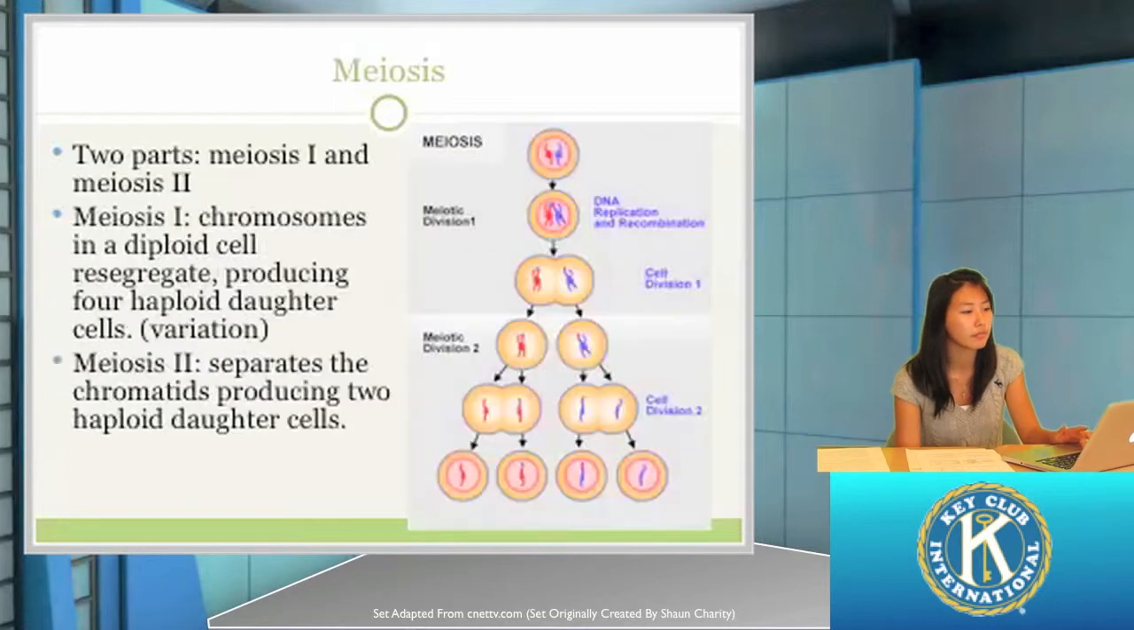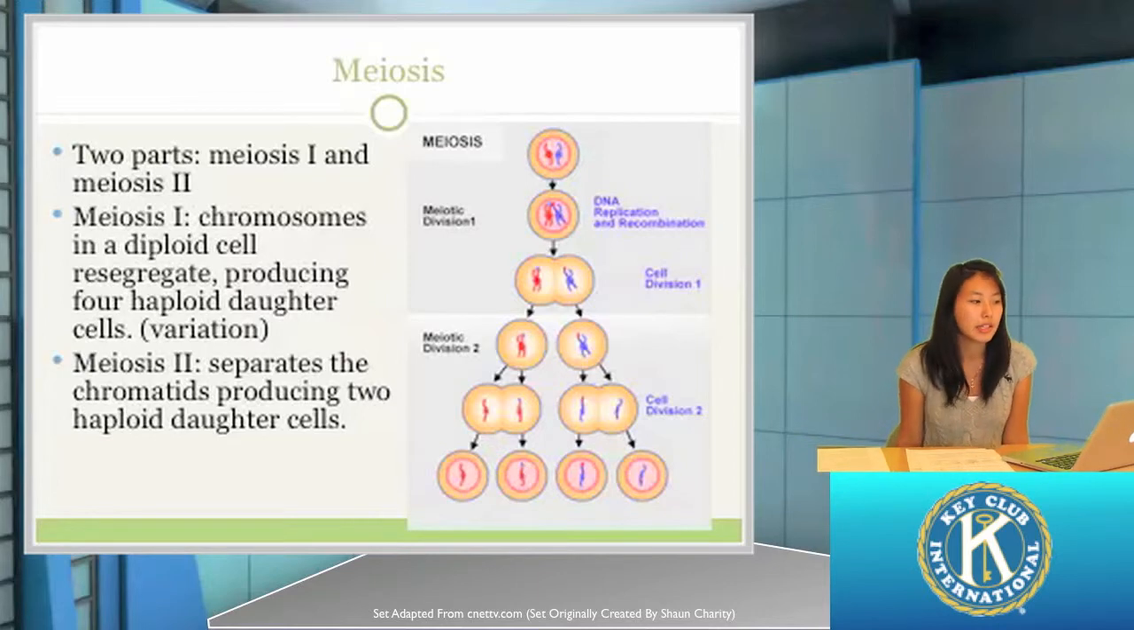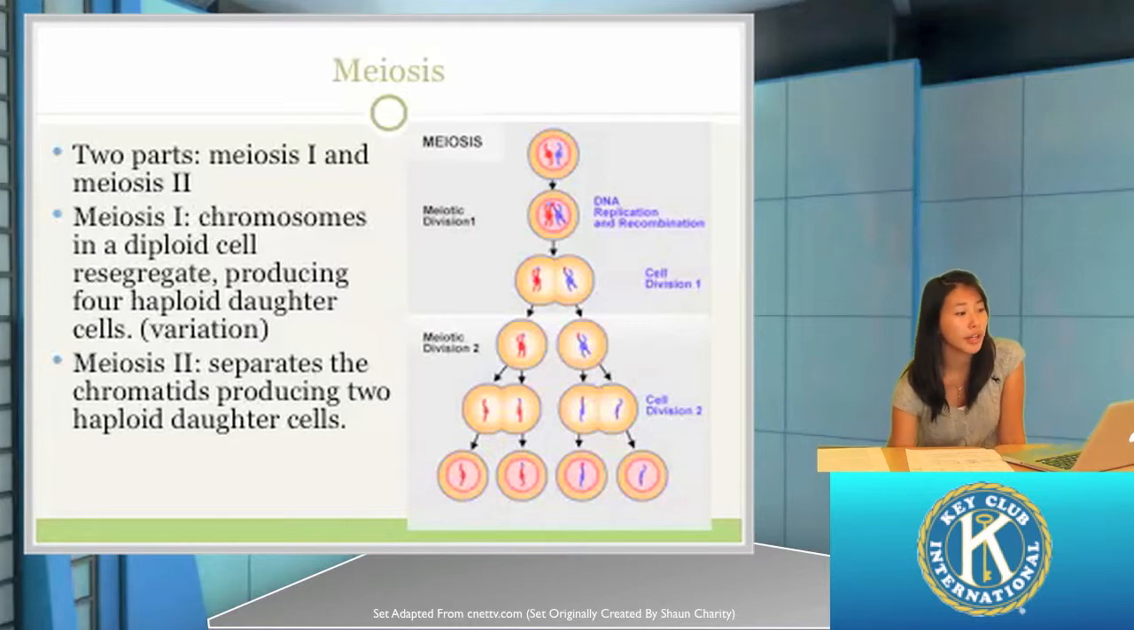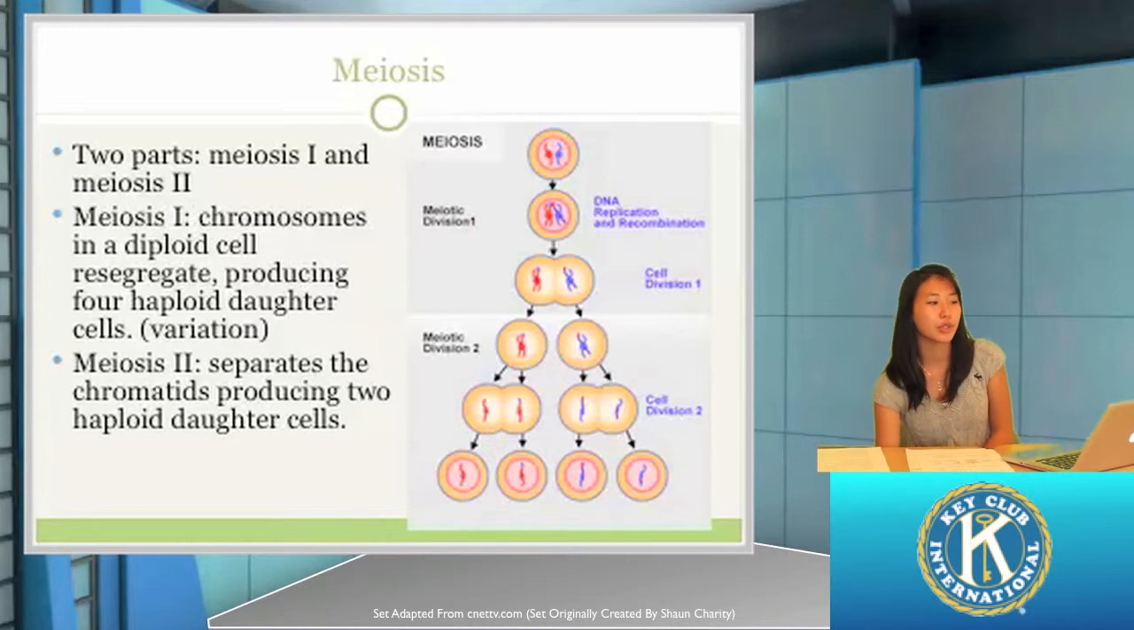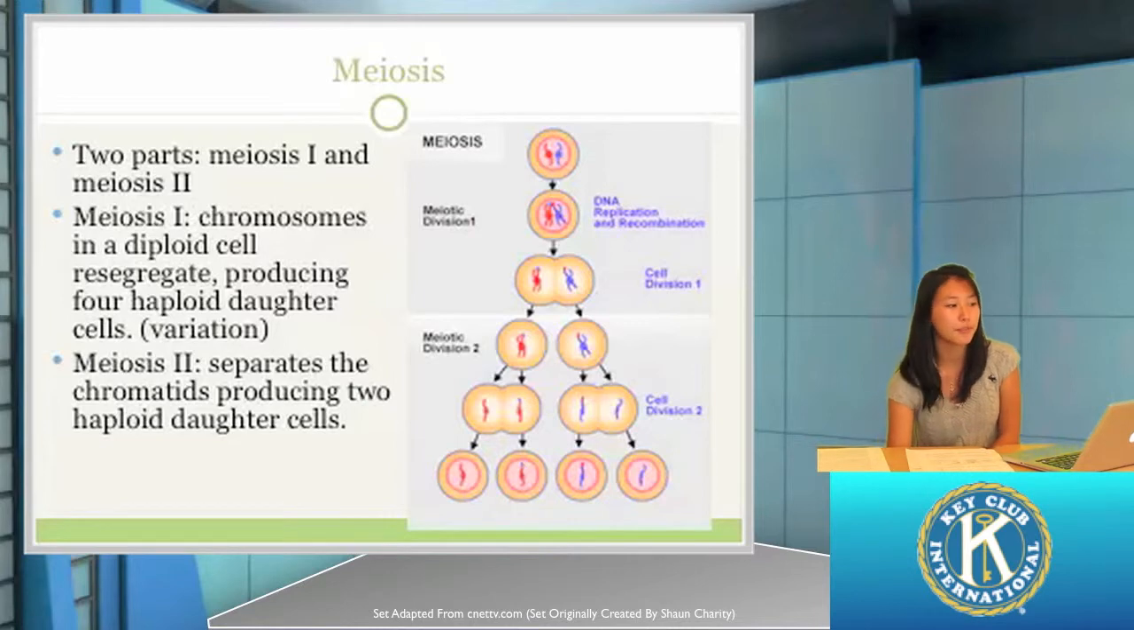And meiosis only occurs in the gametes. Meiosis is more complicated because it has two parts. The first part being meiosis 1, and the second part being meiosis 2. In meiosis 1, the chromosomes in a diploid cell resegregate, producing 4 haploid daughter cells. The whole point of this is to promote variation.